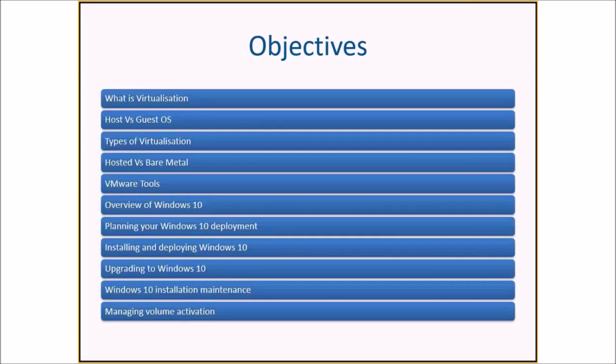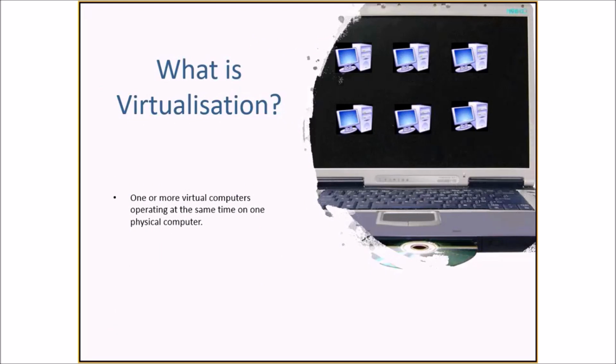So today's objective is to discuss what is virtualization, discuss the difference between host and guest operating systems, the different types of virtualization, bare metal versus hosted, look at VMware Tools, and give you an overview of Windows 10 and the way we can deploy it. Then we'll actually install Windows 10 as a virtual machine within VMware Workstation. So what is virtualization?